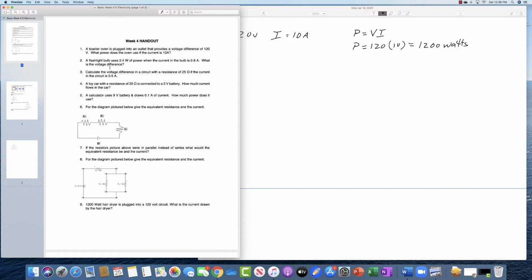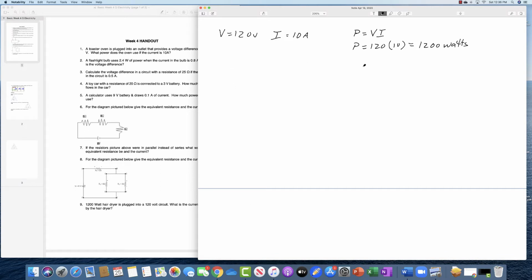The second one says a flashlight bulb uses 2.4 watts of power at a current of 0.8 amps. What is the voltage difference? Well, the same equation as number one, that is power is equal to voltage times amperage, but now we're looking at voltage. So voltage is going to equal power divided by amperage, and that's 2.4 divided by 0.8, and if you do the division here, that's going to be 3.0 volts.